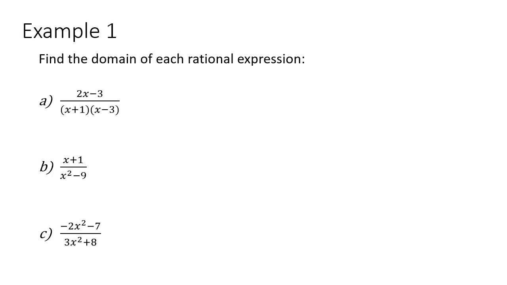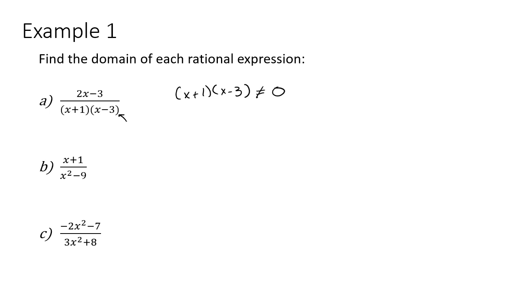So let's start off by finding the domains of some rational expressions. What we're going to do here is look for the spots that would cause us to divide by 0. Those are going to be our restrictions. And then we're going to say that the domain is all real numbers except for those restrictions. A good way to go about this is we can make an equation out of it. If we want to know our restrictions, we're going to say our denominator, which in the case of part A, is x plus 1 times x minus 3, can't be equal to 0.